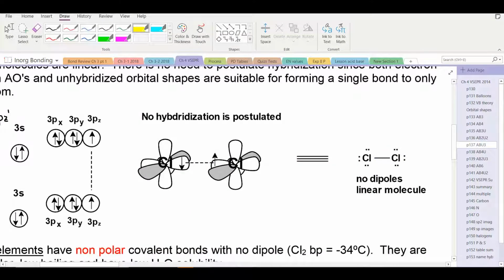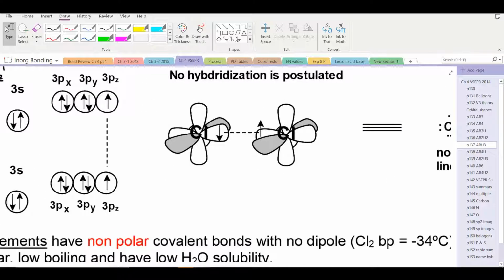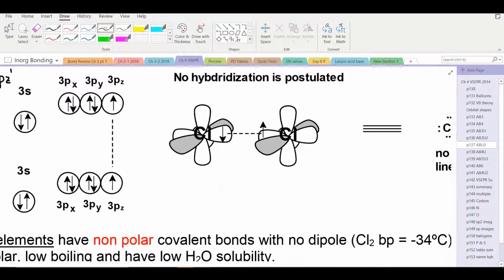So it turns out for the halogens, if they're going to form a single bond in any compound, there's no reason to postulate that a halogen will undergo hybridization, whether it be a diatomic molecule or even something like HCl. Any halogen for that matter. We do not propose hybridization for a halogen that forms a single bond. Now if it's going to form multiple bonds, in fact we do, but for single bonds, no reason to.